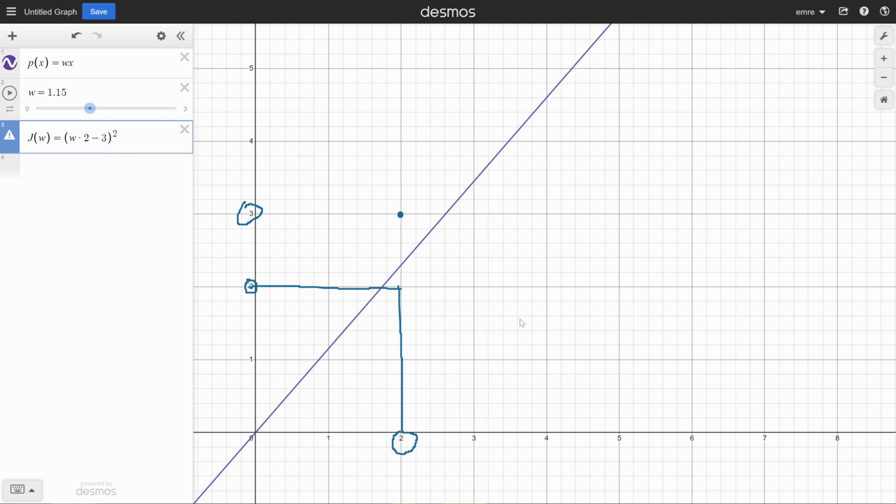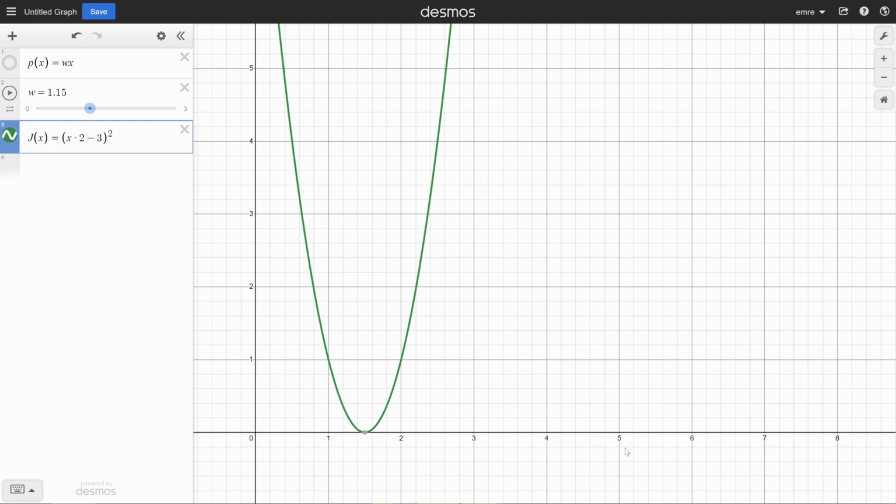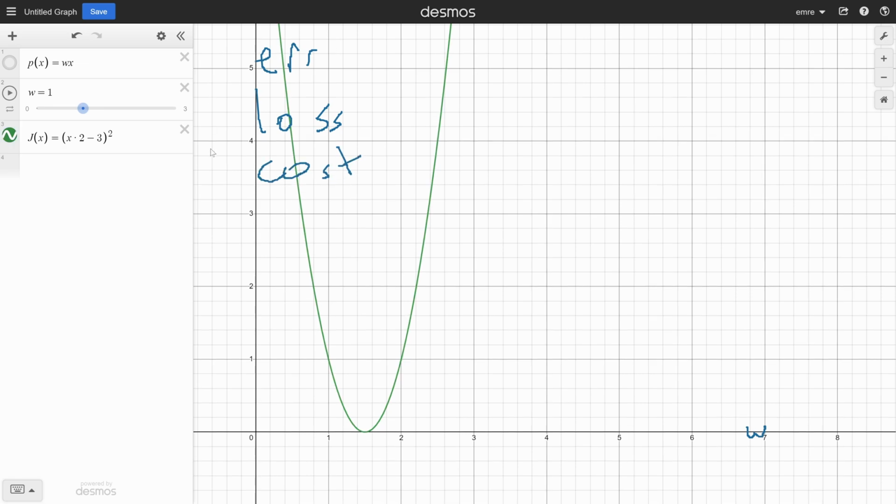To see this on this graph, I will change the name of this parameter to x, but don't confuse this with the input value we use for prediction function. This function is on a completely different context. So in this green function, the horizontal line is W parameter, and the vertical line is the error value, loss, cost. These are all used interchangeably. We now have a relationship between W and our loss function.